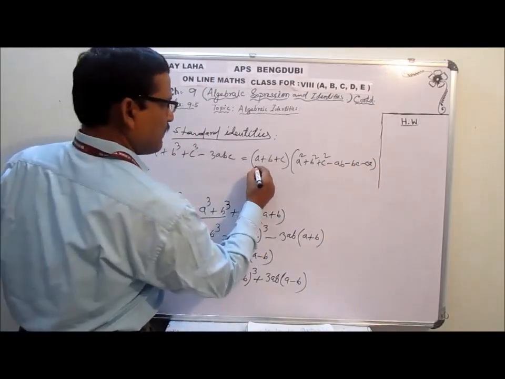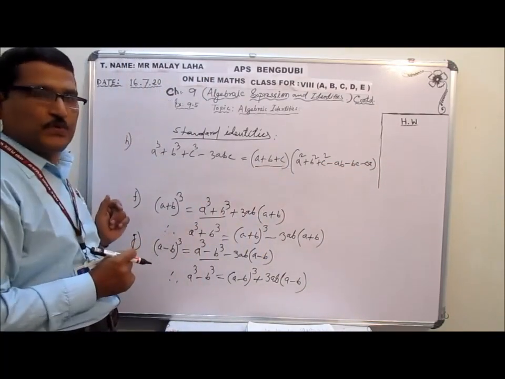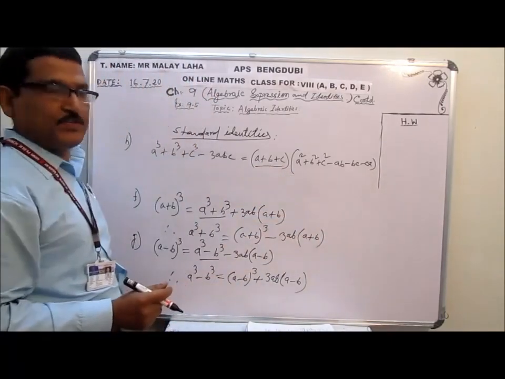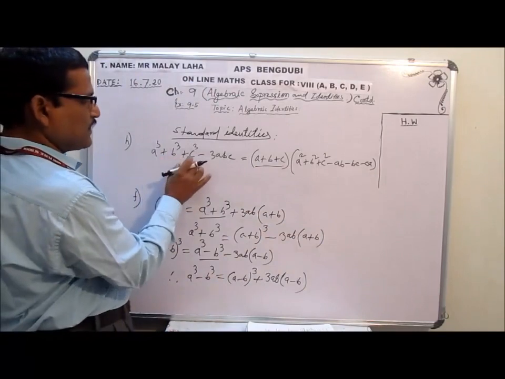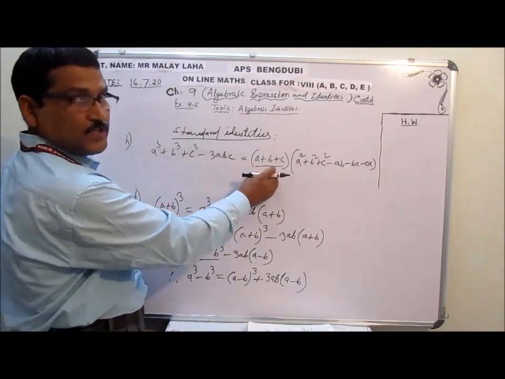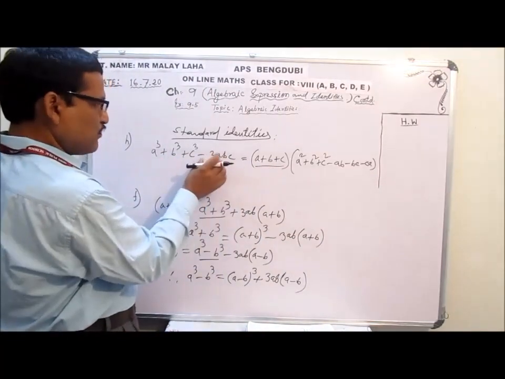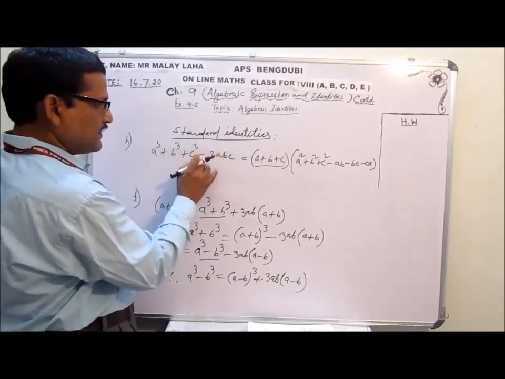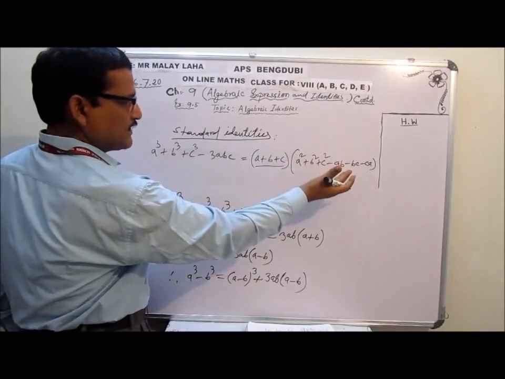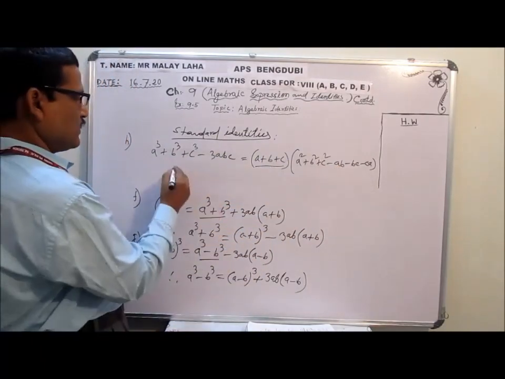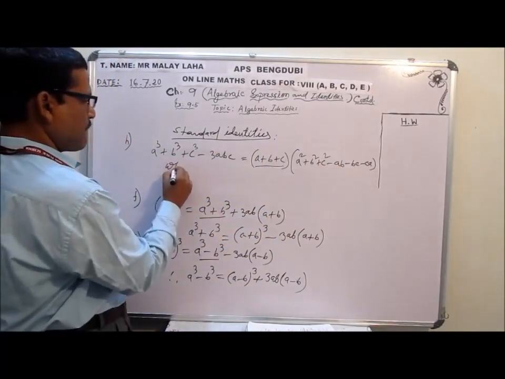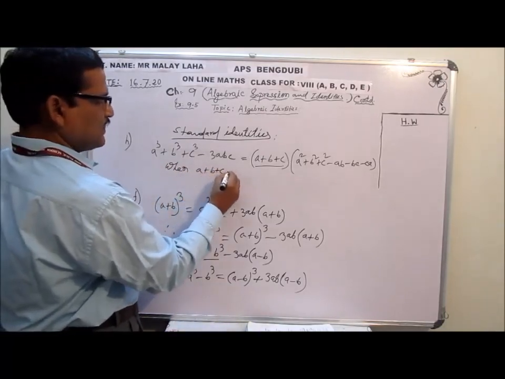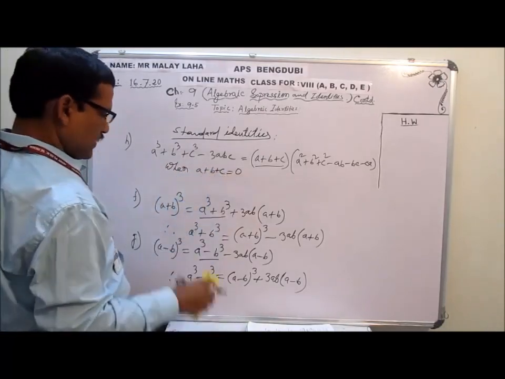Now when a plus b plus c equals 0, then 0 multiplied by any part of this will be 0, so a cube plus b cube plus c cube minus 3abc will be 0. When you have to find out a cube plus b cube plus c cube minus 3abc, if I shift to the right hand side, it will be plus 3abc. So you have to write down when a plus b plus c equals 0.